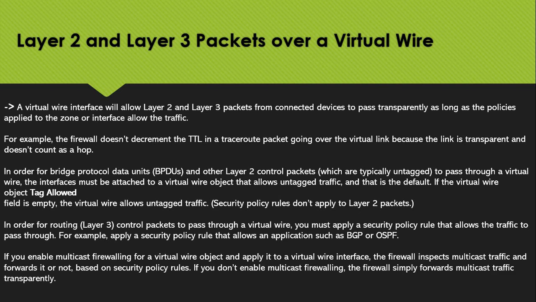You know how traceroute works behind the scenes, I'm considering that you are aware of that. Every L3 hop decrements the TTL value in the packet and sends it back as a response. In transparent mode or virtual wire mode in Palo Alto, it does not decrement your TTL value, so essentially you won't be able to see your firewall in the traceroute.